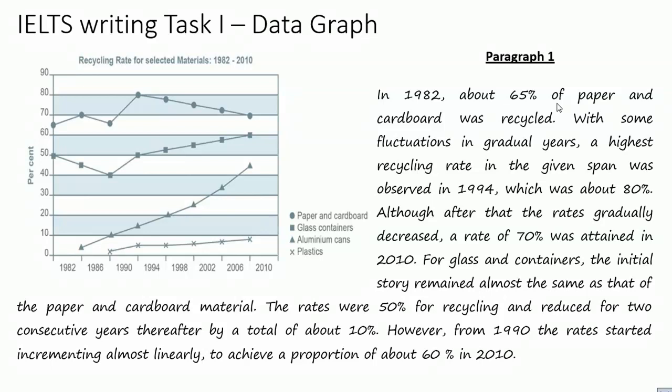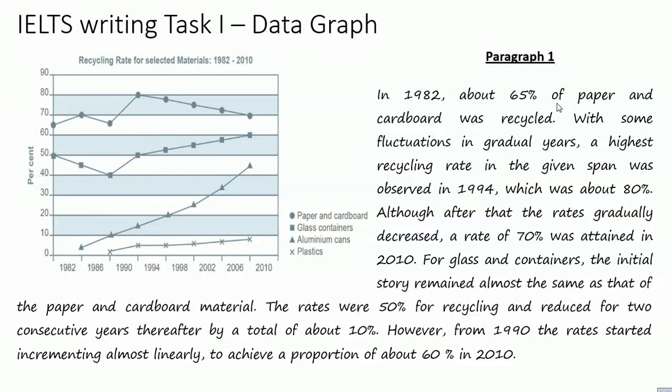In 1982, about 65% of paper and cardboard was recycled. With some fluctuations in gradual years, a highest recycling rate in the given span was observed in 1994, which was about 80%. Although after that the rates gradually decreased, a rate of 70% was attained in 2010.